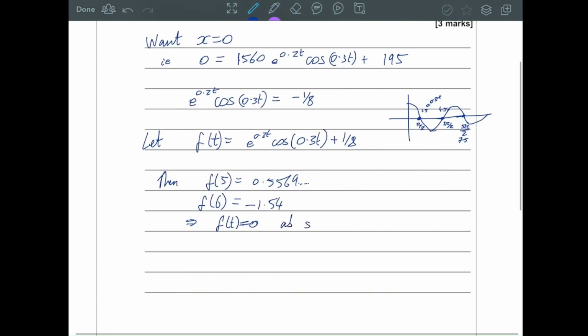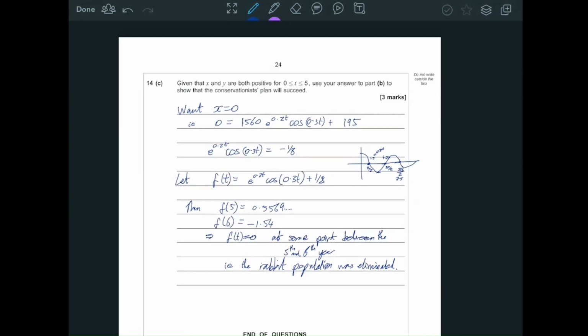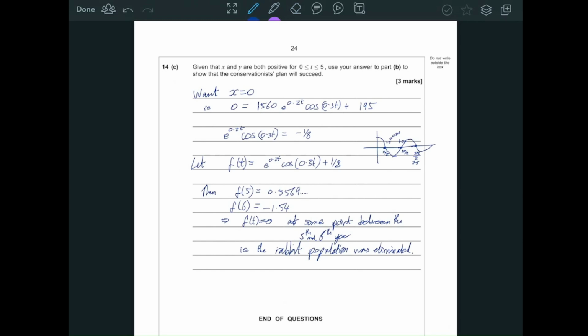which implies f of t equals 0 at some point. Should be starting to be sad because it's been on for so long. At some point between the 5th and 6th year, i.e. the rabbit population was eliminated, which is what the conservationists wanted.